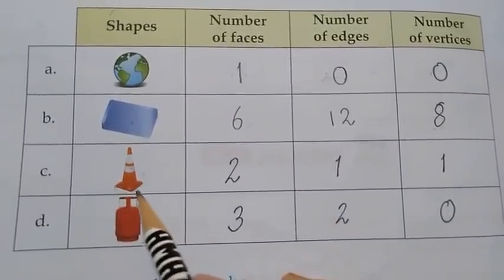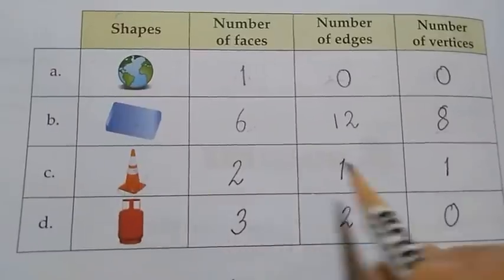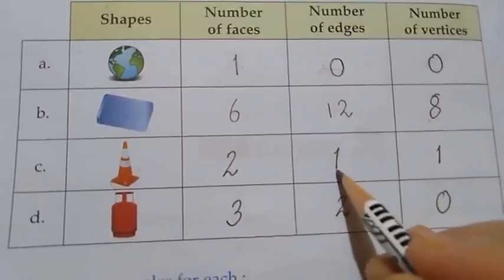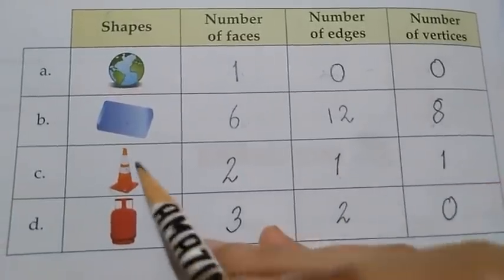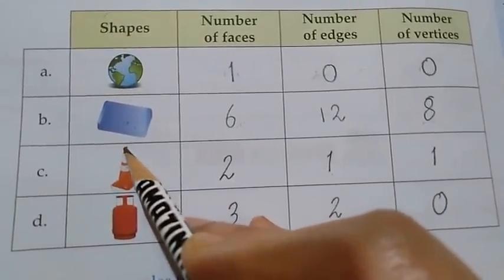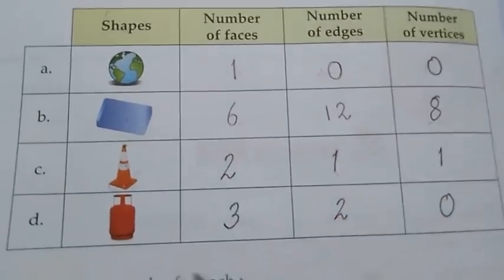Okay, the flat face of this cone has one edge, so one curved edge this cone has. Then the number of vertices is 1. That means the number of corners is 1.